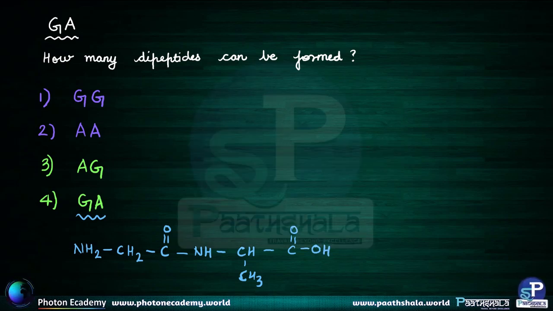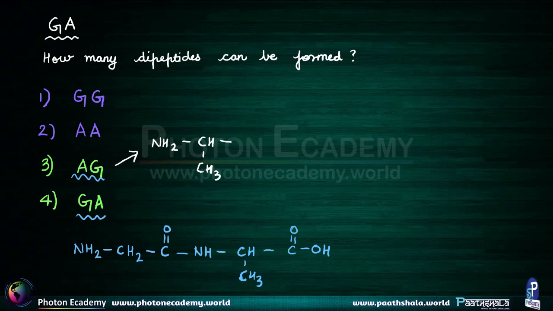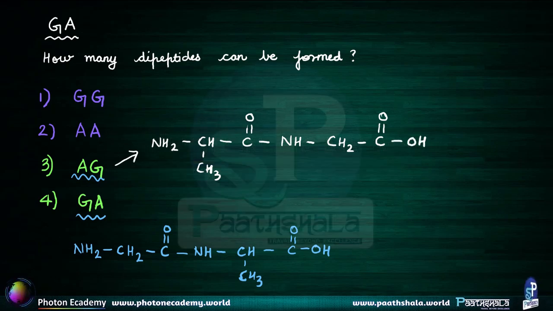But if we have alanine first and then glycine, then the structure looks a little different, because alanine comes first now. And when alanine comes first, the structure will look something like this. So alanine will be the first one, and then we have C double bond O, OH is being lost, connected to an NH which has lost an H, NH2, CH2, C double bond O, and then OH. So these two will look different. Therefore, how many dipeptides can be formed? Four can be formed when repetition is allowed.